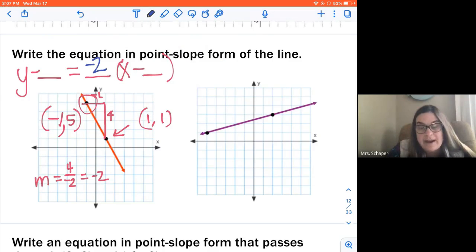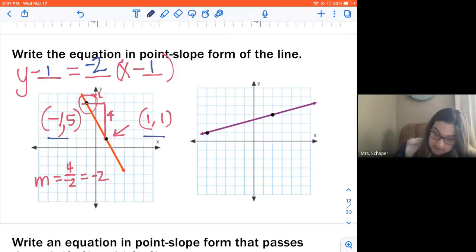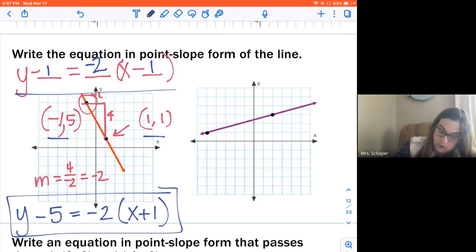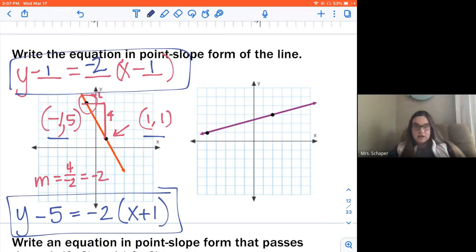That's my slope. And now I've got to find an ordered pair. I have 2 ordered pairs. You can pick either or. So it could be a 1 and a 1, or there is a possible second answer. And you can have either one. You do not need both. You can have the point slope form with either point. And on the answer key, it'll list both of those, right?